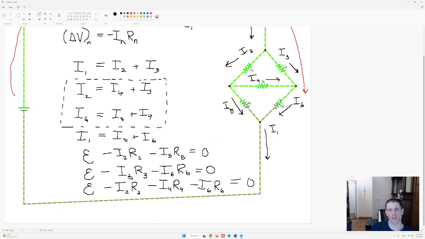We can solve for I2, I3, I4, I5, I6, and then getting I1 is a simple matter because it's equal to either I2 plus I3 or I5 plus I6. And I should be careful with my language here, because it's equal to both of the sums that I just mentioned, right? It must be, because the current has to be conserved. So that's pretty much it here, right?